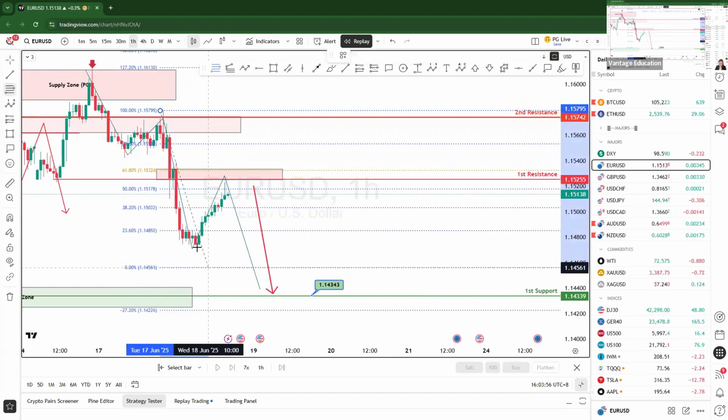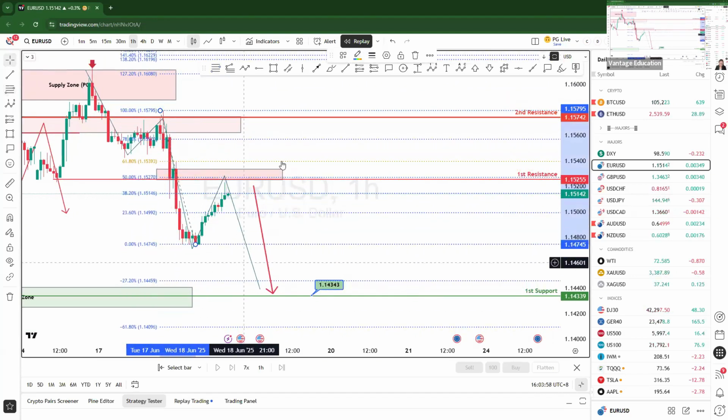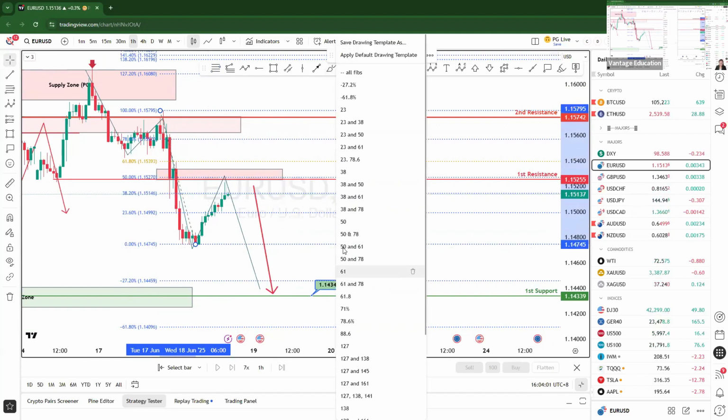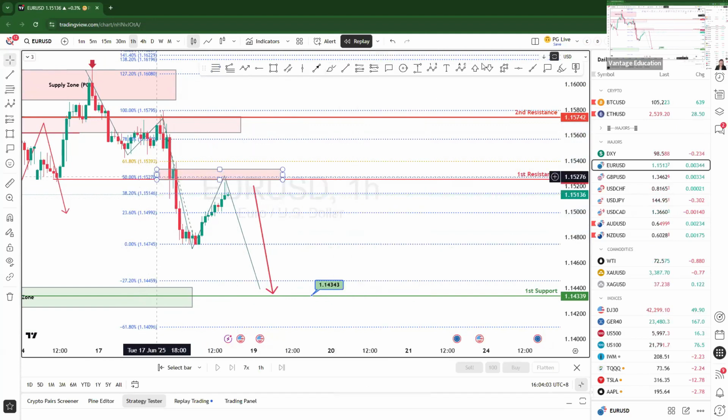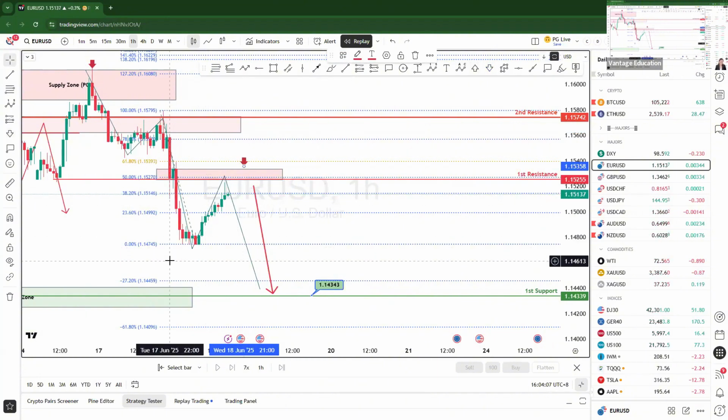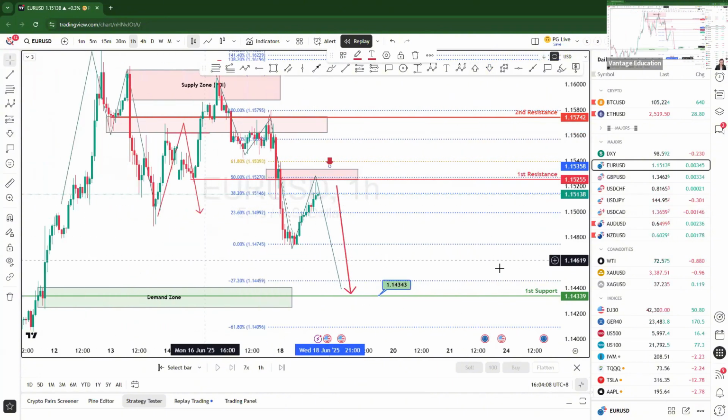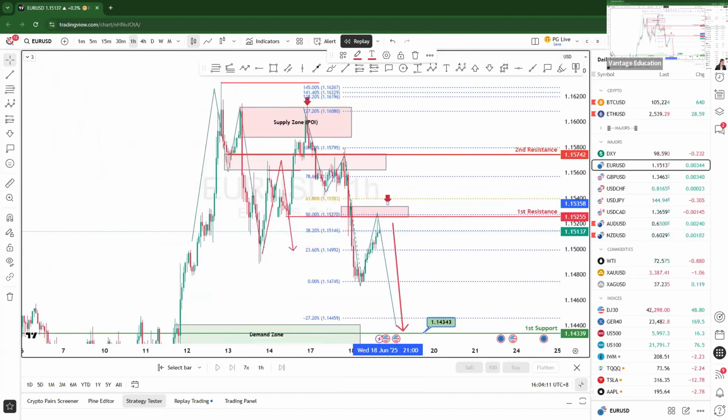I will combine the Fibonacci level as well. Since I'm doing the USD, I just do the same thing, you know, 50% here. Okay, 50% here. Okay, let me finish off the slide.